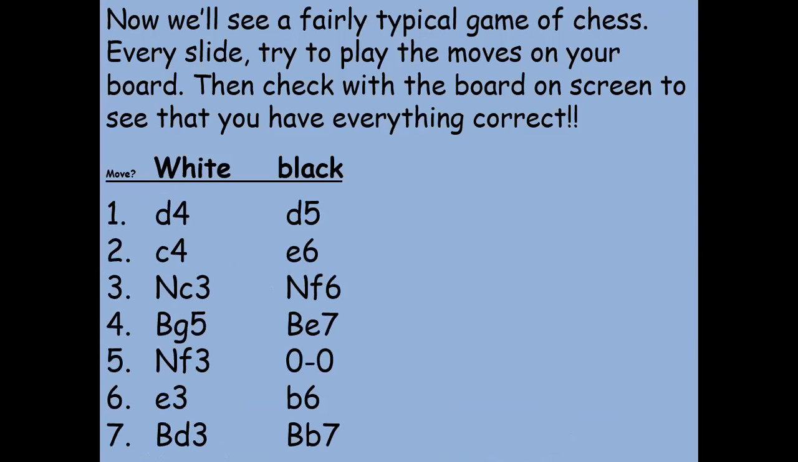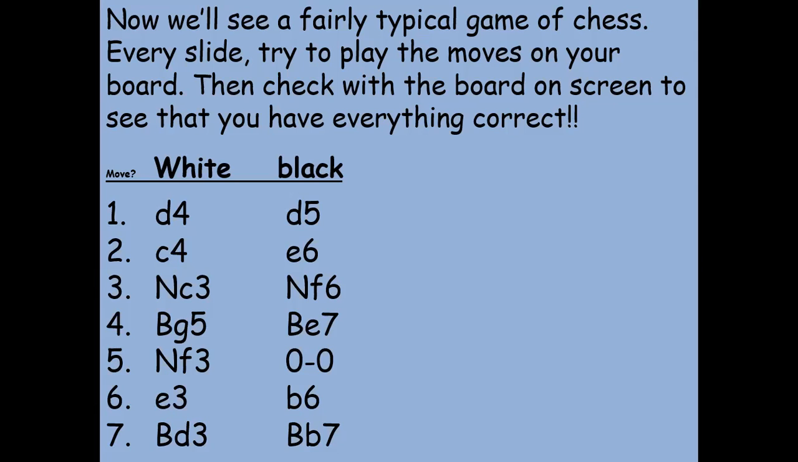So we've got d4, d5, then white plays c4, black e6, knight to c3, knight to f6, bishop to g5, bishop to e7.